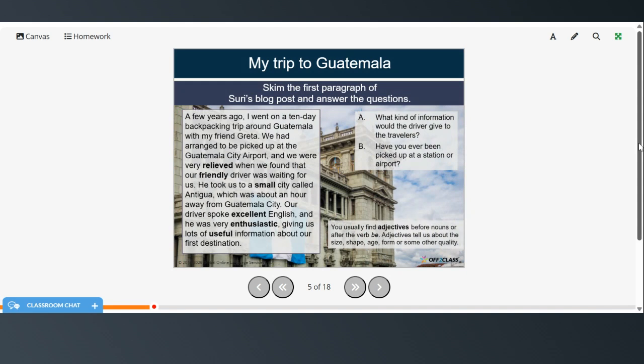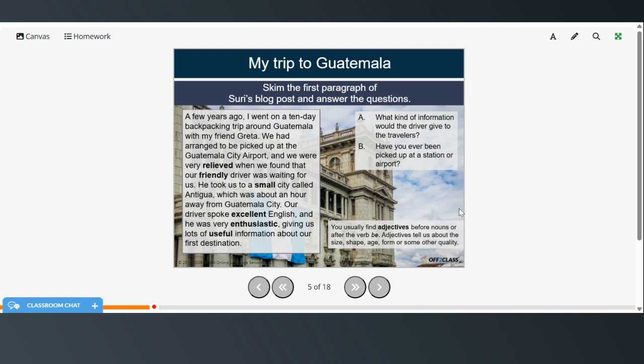Alright, now you're going to skim the first paragraph of Suri's blog post and answer the questions. Again, when we skim, we don't really read every single word. Usually skimming is best for looking at the questions first and then reading quickly to find the answers. So what kind of information would the driver give to the travelers? It just says useful information about the final destination. And have you ever been picked up at a station or airport? And you can answer that in the comments.